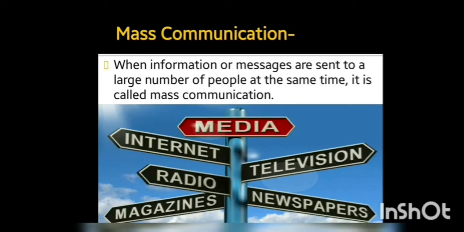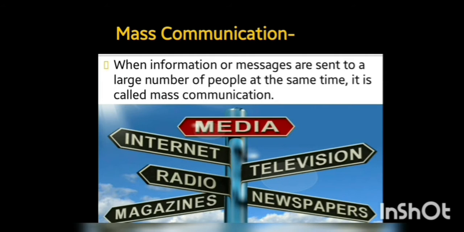The next one, the third type of communication, is mass communication. So, children, when information or messages are sent to a large number of people at the same time, it is called mass communication. The word mass means a group of people, a large group of people. So just one piece of information which is shared with a large number of people is known as mass communication.